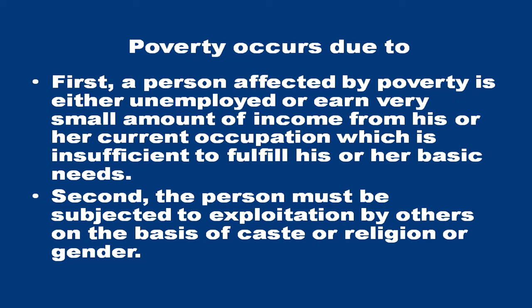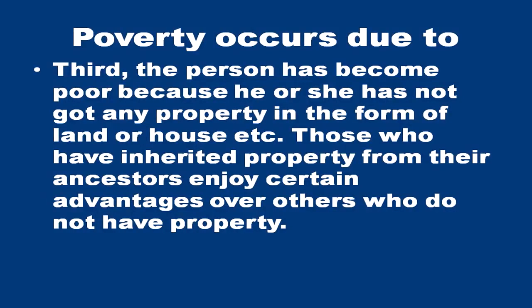The second reason for poverty is exploitation. The person may be subjected to exploitation by others on the basis of caste or religion or gender. Thirdly, we can also say the person has become poor because he or she has not got any property in the form of land or house. Those who have inherited property from their ancestors enjoy certain advantages over others who do not have property. So that can also be said as a reason for poverty.